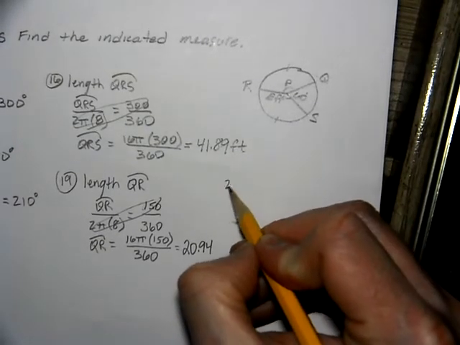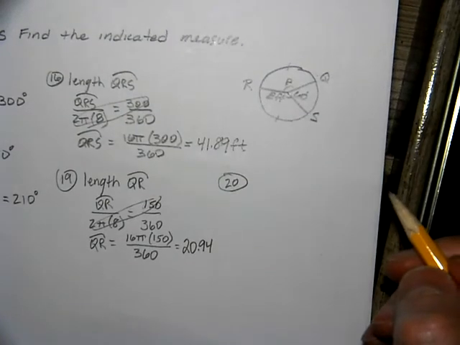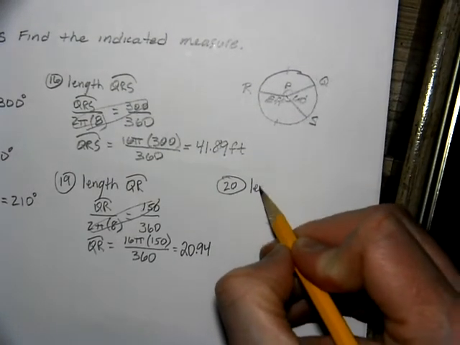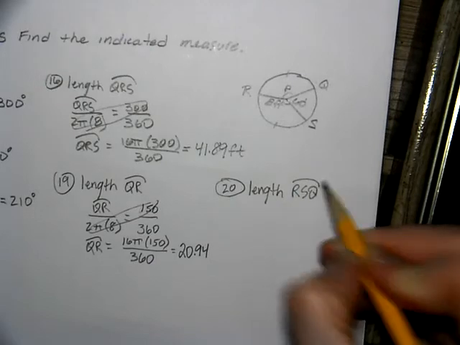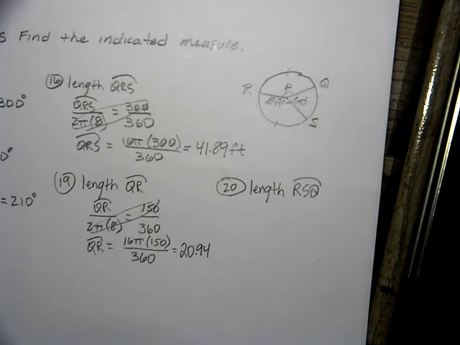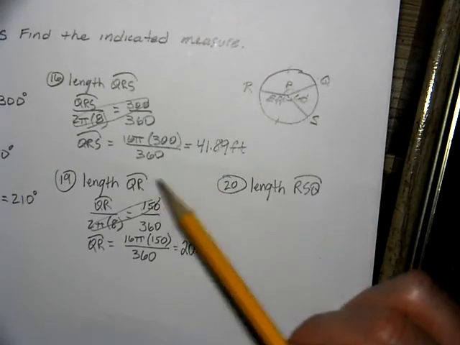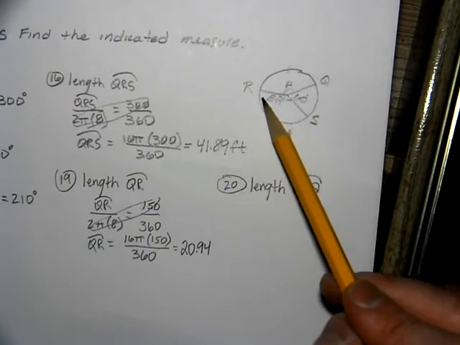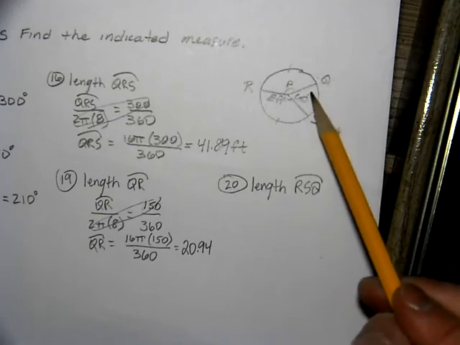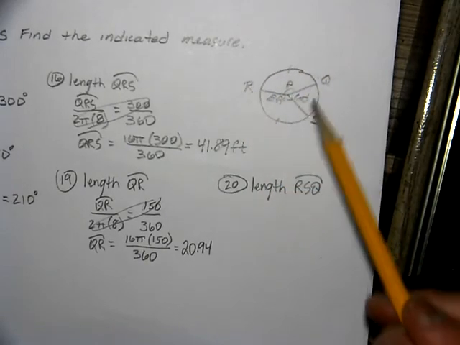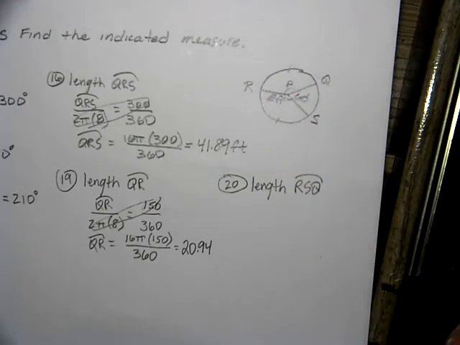Number 20, we're looking for the length of RQS. This is the length of arc RQS. So we found the length of QRS. We found the length here. We haven't found the length of QS yet. So we could take the whole circumference minus the part we just found would give us RQS. That's one way we could do it.